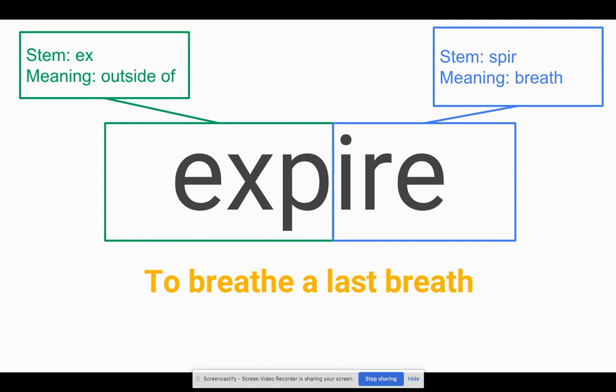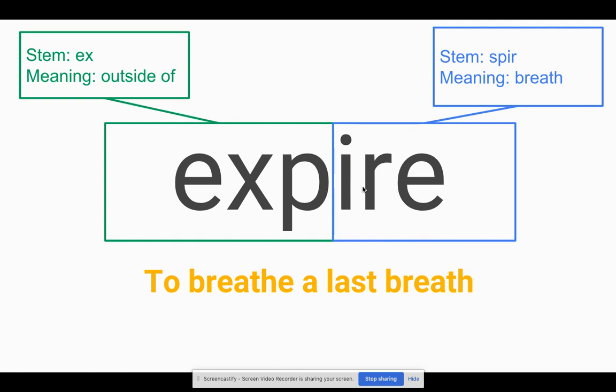So this word actually means to breathe a last breath or to breathe a final breath. So the stem ex means outside of. So whatever's happening is coming outside of that person. And the stem spir means breath. So when you put ex, outside of, and you put that stem spir, you have breath outside of someone and breath leaving the body. And again, you can see that you don't have the full stem, you just have something that's sort of related to it.